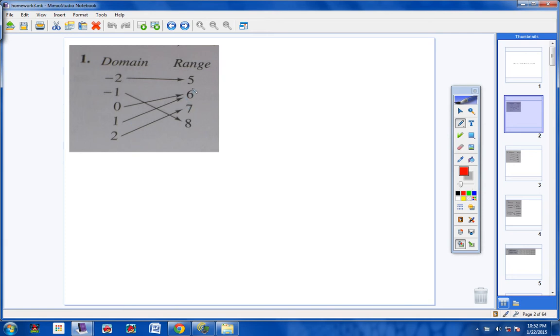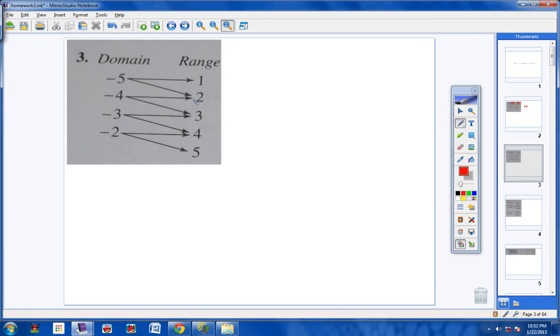6 has 2 arrows. I don't care about that. That's fine. The range does not matter. All that we care about is looking at each input. And remember, input is the same thing as domain. We talked about using those words interchangeably. Range is the same thing as output. Notice each input only has one arrow coming off of it. So yes, this represents a function.